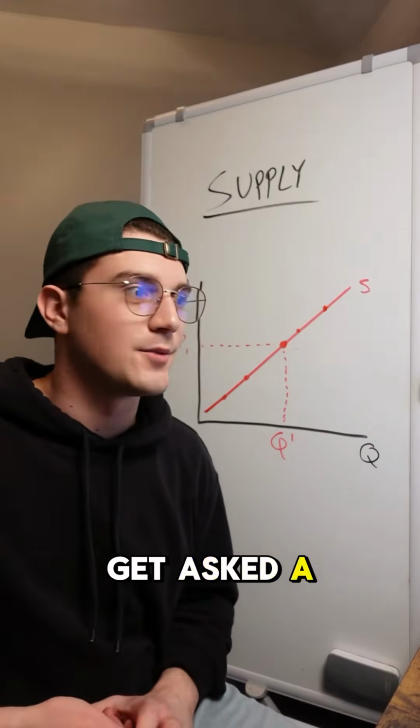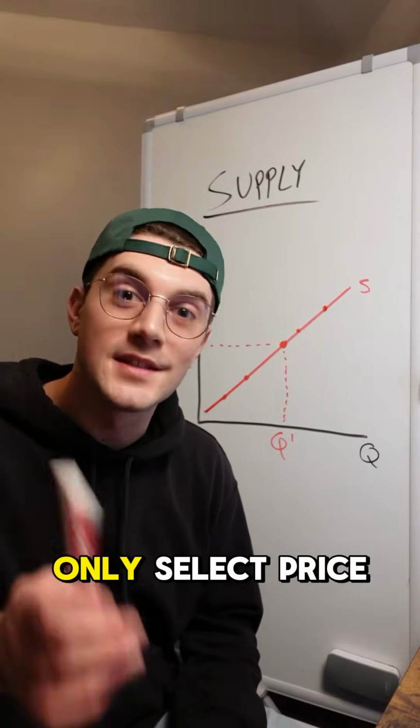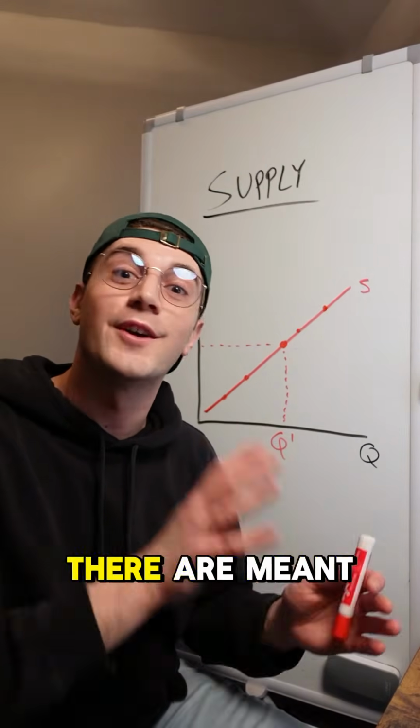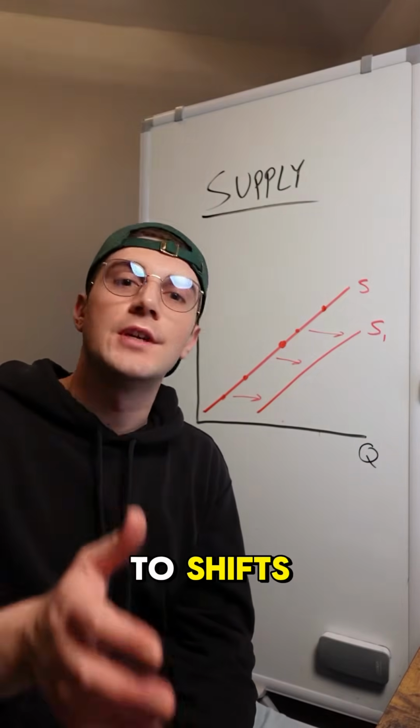So whenever you get asked a question like, which of the following could shift quantity supplied? Only select price. The other options there are meant to trick you. And chances are those other answer choices are pertaining to shifts in supply.